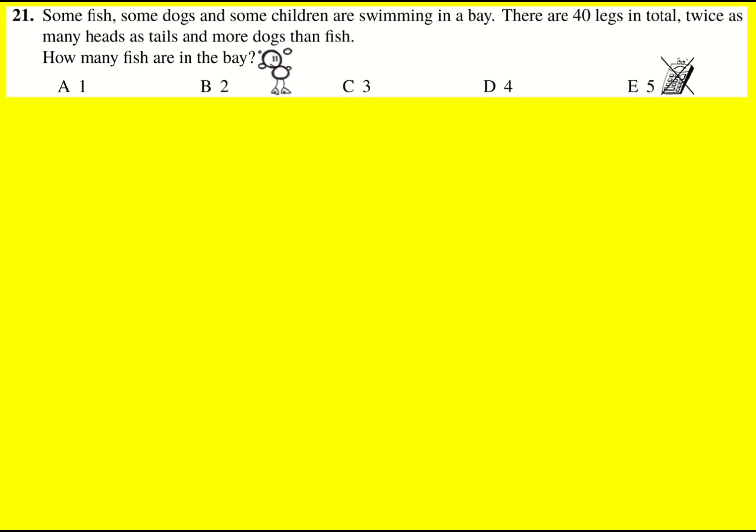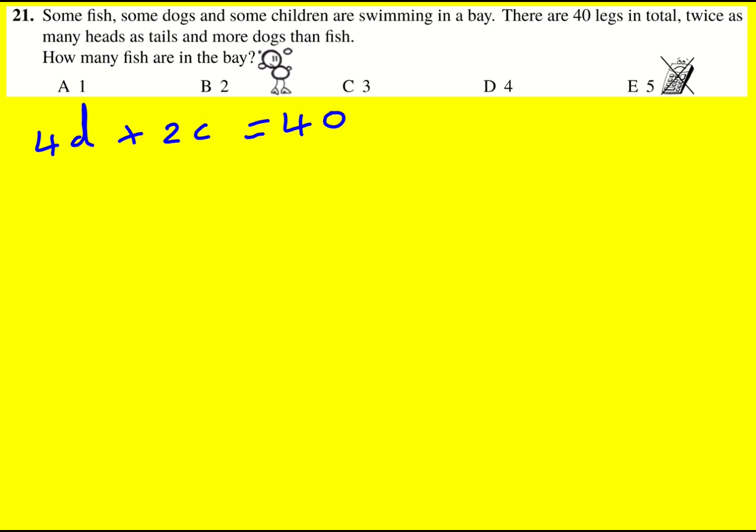So 40 legs in total. Well, the fish don't have any legs. The dogs have 4 legs. So one dog would have four, two dogs, there'd be 8 in total, and so on. Actually, if we call the number of dogs D, then the number of dog legs is going to be 4D. And then the children are going to have 2 legs each, so the total number of children's legs is going to be 2C, and that is equal to 40.